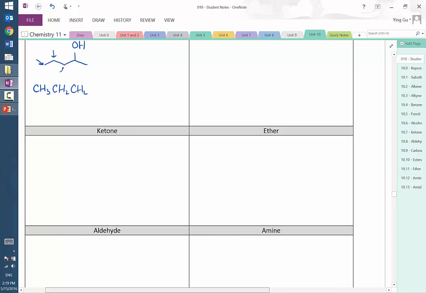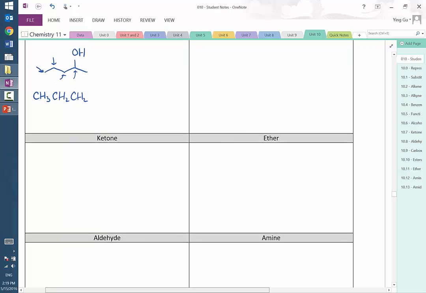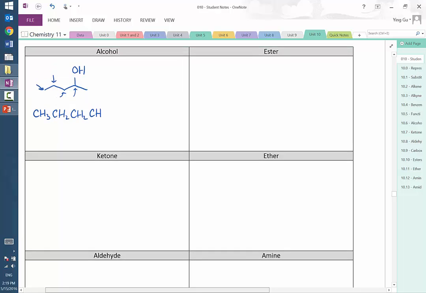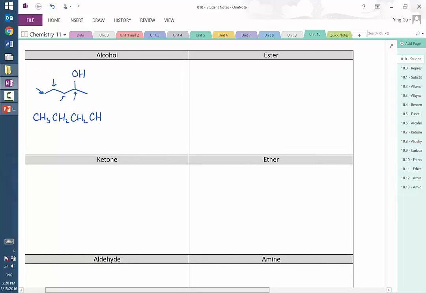CH2 again for that one. The next one is not CH2, but it's just CH, because remember, each carbon can only have 4 bonds. And since we have an OH group attached to that carbon, one of the H's must be lost. Followed by OH next, and then CH3 right there, rounding it off.